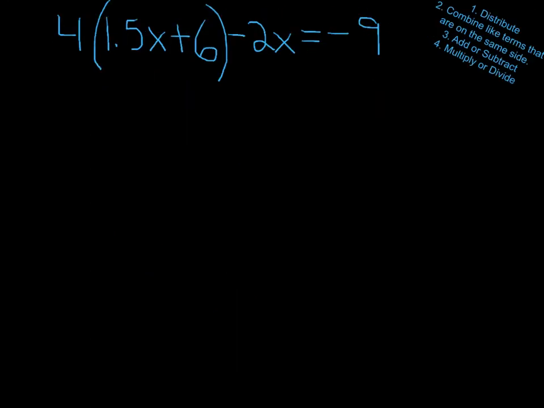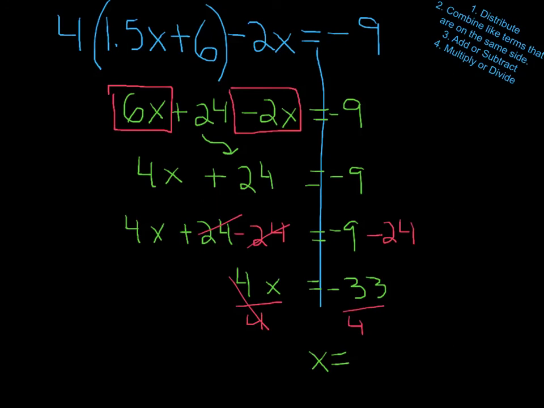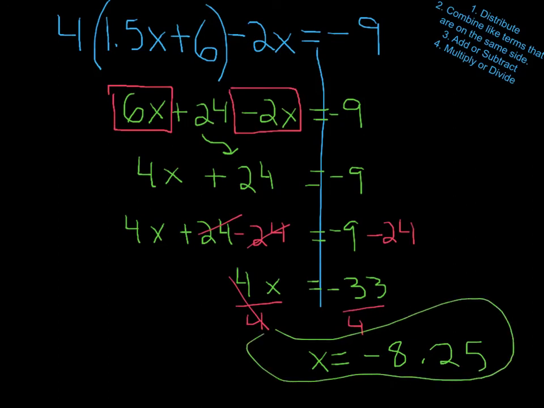Okay, this is our very last example of multi-step equations. Why don't you try this one on your own? So go ahead and pause the video, write it down, and try it, and then check to see if you did it right. After you distribute, combine like terms, subtract 24, and divide by 4, you should get that x equals negative 8.25. So there's your full lesson on multi-step equations. Not difficult, it just takes a little bit more time to distribute, combine like terms, add or subtract, and then multiply or divide. Good luck with the lesson.